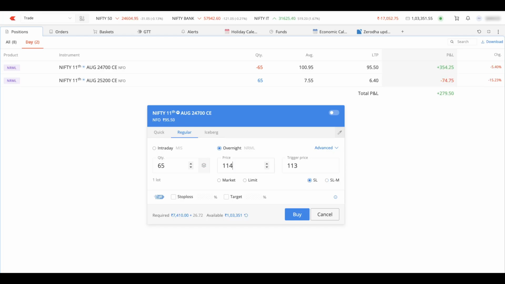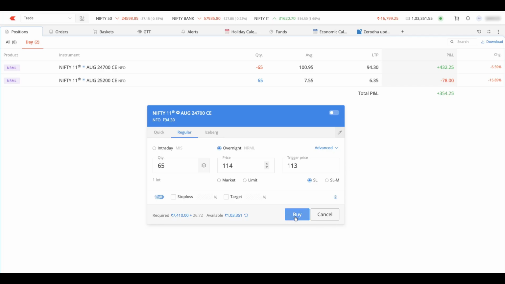So remember, for option selling and option buying, these prices should be different. In this video, we are particularly talking about option selling. So the price should be higher than the average price, and the trigger price should be lower than the price we enter in this price box.